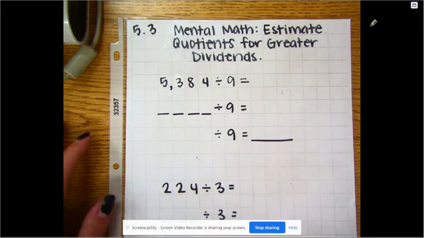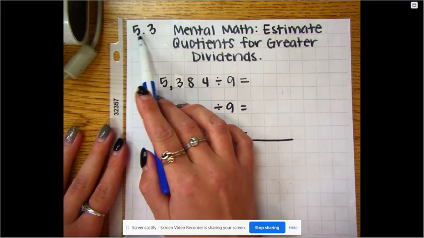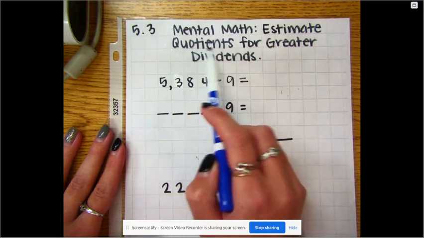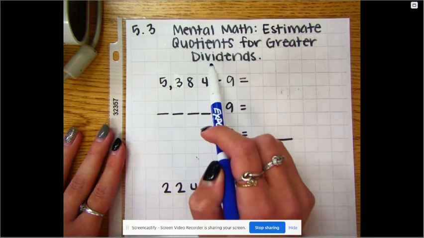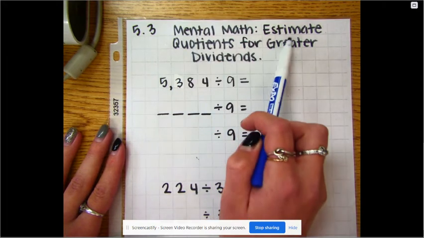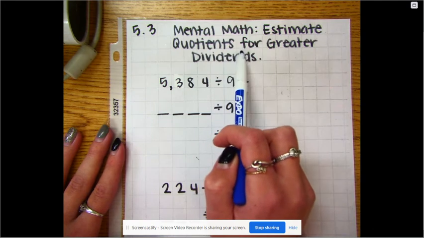Hey there! Today we're going to talk about lesson 5.3, mental math. Estimate quotients for greater dividends. That is a mouthful of large vocabulary words, so let's break that down.